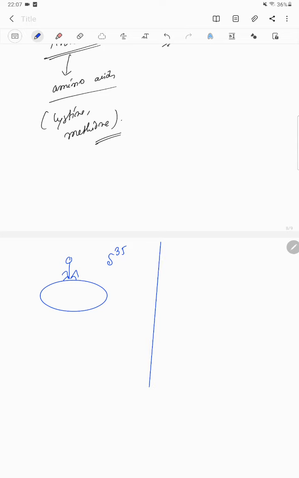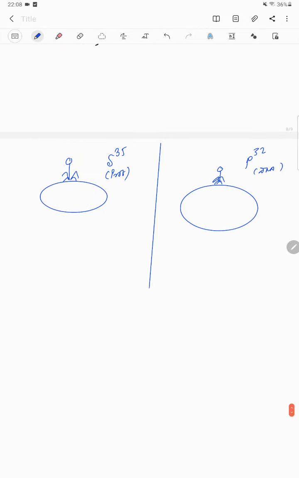Similarly, at the same time they performed another experiment. This is another E. coli. Now similarly, they allowed the bacteriophage to infect the E. coli and they cultured this in P32 radioactive phosphorus medium. Now we know that sulfur is present in protein and phosphorus is present in DNA. Now let us see what is going to happen.